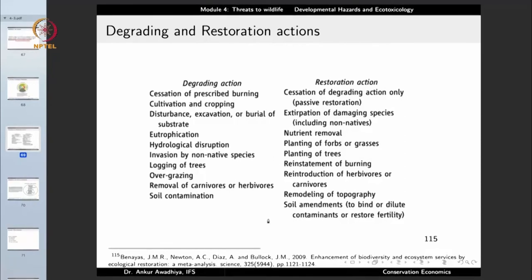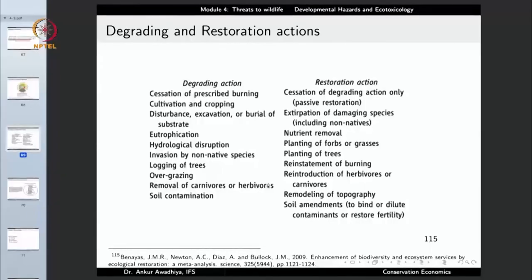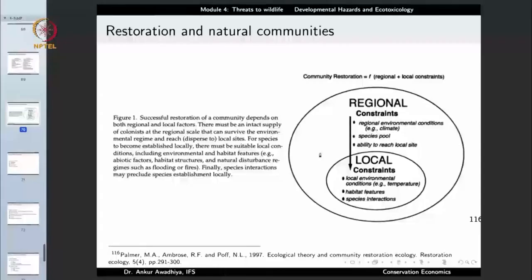Remodeling of topography, especially in cases where you have already dug a huge excavation pit or where you have already created huge mounds of waste. So in that case, remodeling of the topography to ensure that these wastes do not get washed away. That is a restoration action. Or soil amendments to bind or to dilute the contaminants or to restore the fertility. So these amendments can be done in case where there has been a heavy erosion. We may try to increase the fertility. In cases where there are contaminations, we may try to wash away the contaminants to reduce their concentrations. So these are all different examples of restoration activities.